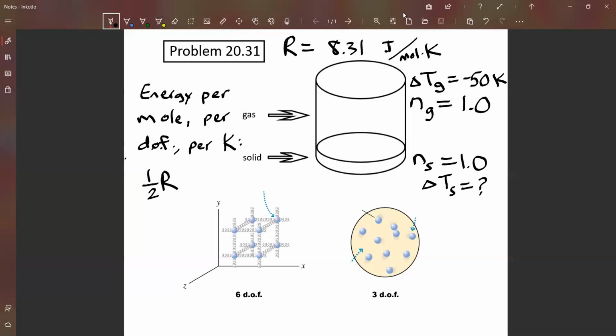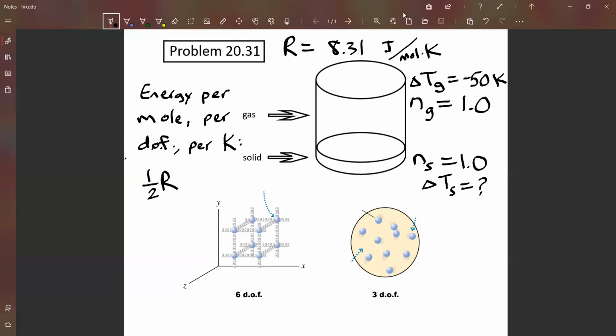So 1/2 of R is a little bit more than 4, right? What's 0.31 divided by 2? That's roughly 0.15. So 1/2 R is around 4.15. Let's just round it to 4 for the purposes of approximation here. So let me repeat that. If you raise the temperature of this solid by 1 Kelvin, then every mole of atoms in this solid will gain a little over 4 joules of energy.